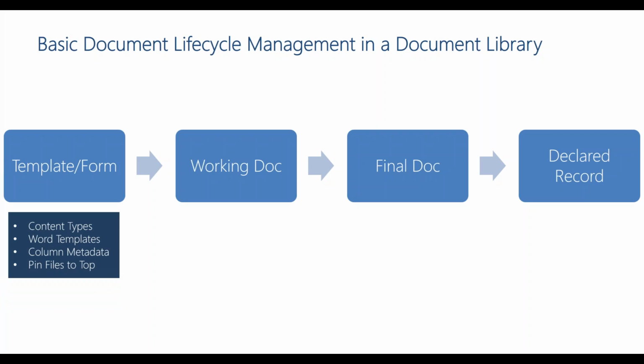So our template or form can come in a lot of different shapes. It could be a content type. We can register a template with a content type. And that content type can be associated with a document library. So when you click on new, you can select that content type. It's going to have all the right metadata associated with it. It's going to have the right Word or PowerPoint or Excel template associated, and pre-formatted content associated with it.